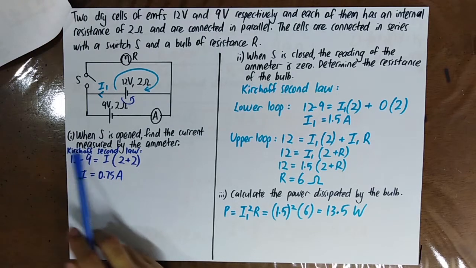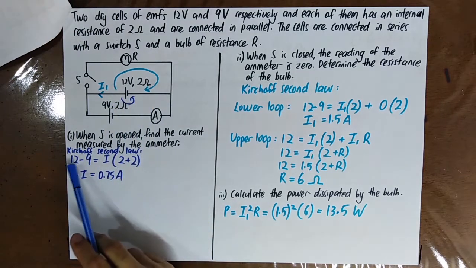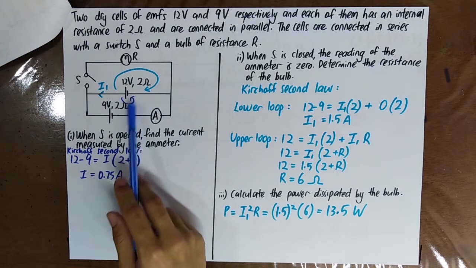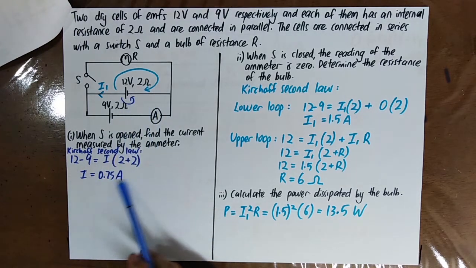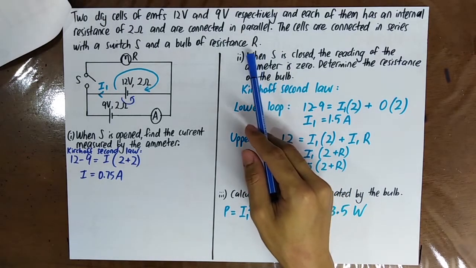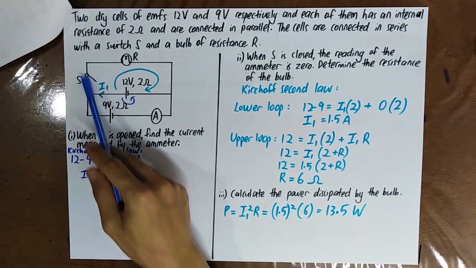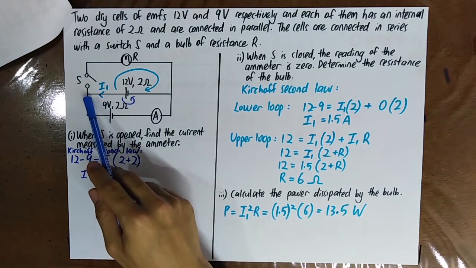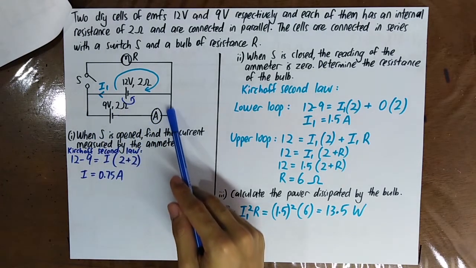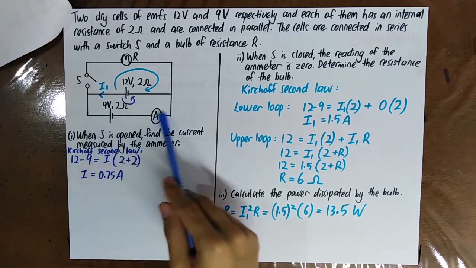And then by using Kirchhoff's second law in this loop, you know that 12 minus 9 equal to I times 2 plus I times 2. Therefore, you can get the current. Okay, so now when S is closed, the reading of the ammeter here is 0. That means that no current flows here.